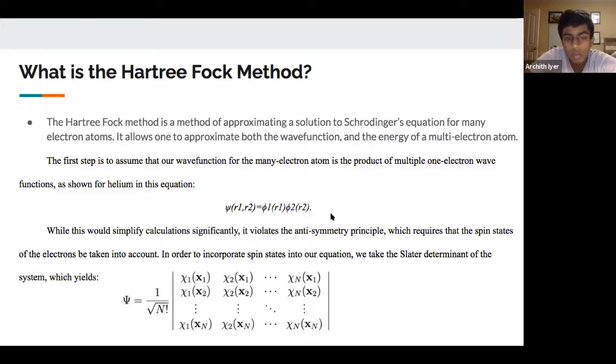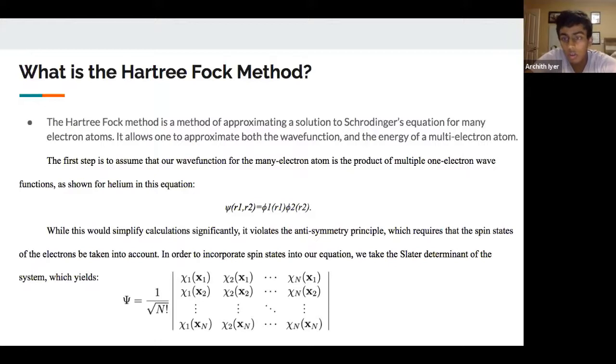So the first step in the Hartree method is to assume that our wave function for the many-electron atom is the product of multiple one-electron wave functions. For example, helium has 2 electrons, right? Let's say X is electron 1 and Y is electron 2, or in this case, R1 is electron 1, R2 is electron 2. Essentially think of it as a multivariable function, so f of 1 comma 2. And the first step is to assume it's the product of one-electron wave functions. So we're saying f of x comma y equals f of x times f of y. And this really sounds nice. This would solve our problem right there.